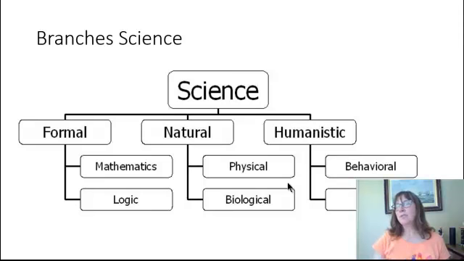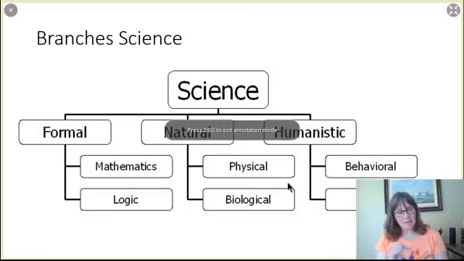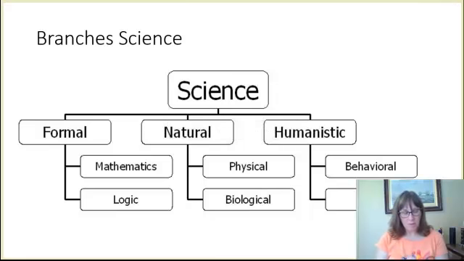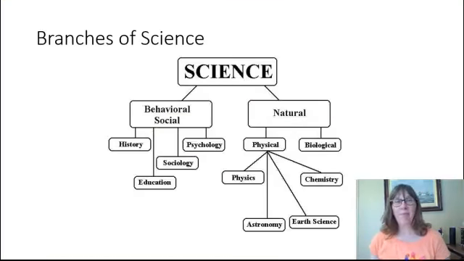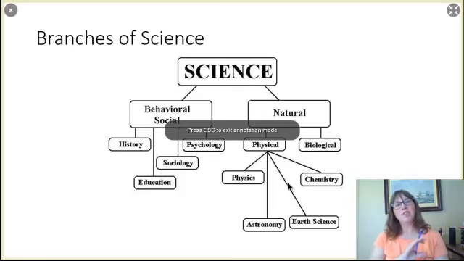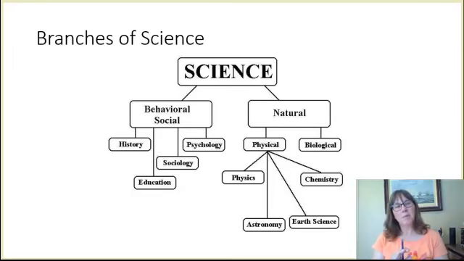Natural science, then we have physical science broken out of there, and you're going to see this idea that natural science breaks out into physical science versus biological science. And we'll have another slide to say what those are. We also have behavioral sciences and social sciences. So again, this is just another figure of how we can break out science.